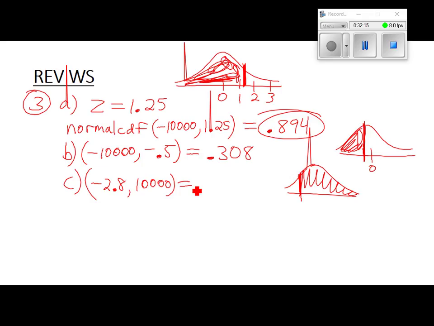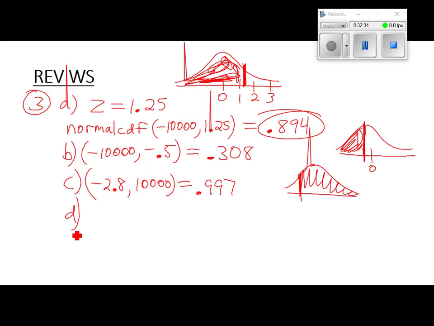What'd it give you? 0.997. And think about it. Negative 2.8 is almost 3 standard deviations. About how much of the area should be above 3 standard deviations? Just about all of it, right? Above negative 3 standard deviations.